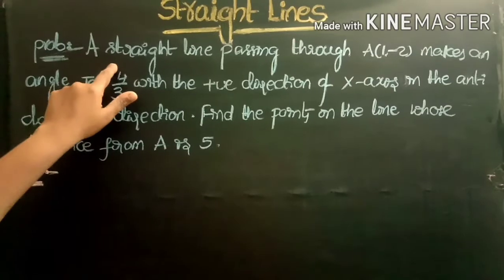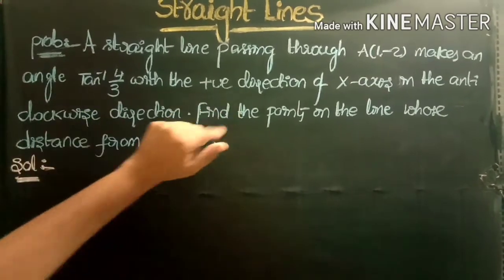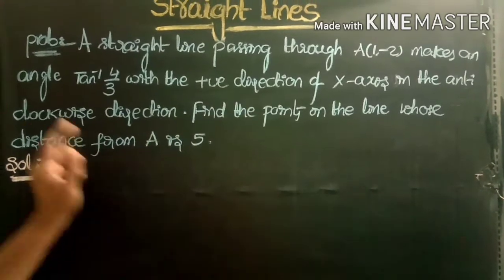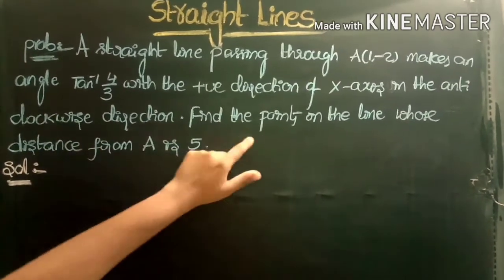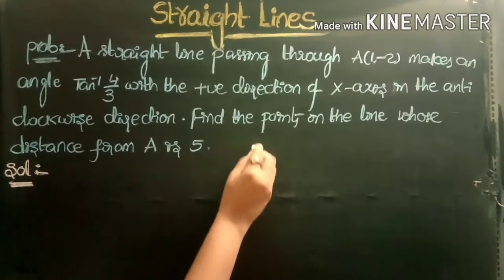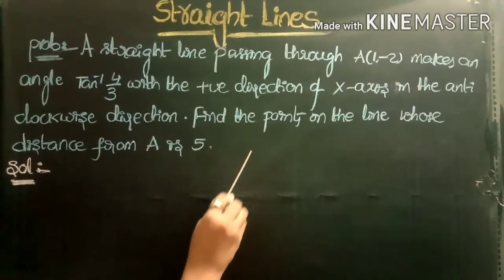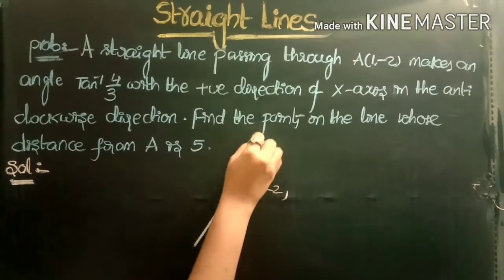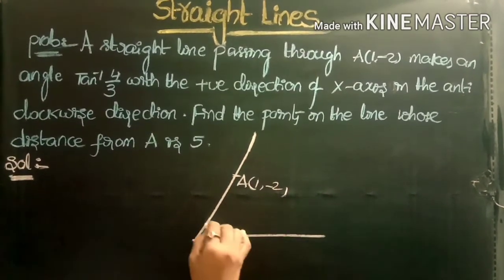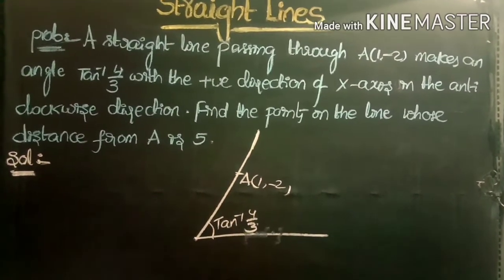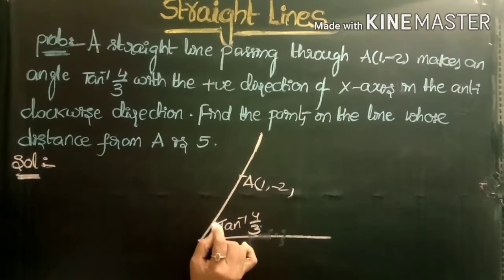Next problem: a straight line passing through the point A (1, -2) makes an angle tan inverse 4 by 3 with the positive direction of the x-axis in the anti-clockwise direction. Find the points on the line whose distance from A is 5. Given that the straight line passes through the point A (1, -2) and makes an angle tan inverse of 4 by 3 with the positive x-axis in the anti-clockwise direction. The anti-clockwise direction is the positive direction.